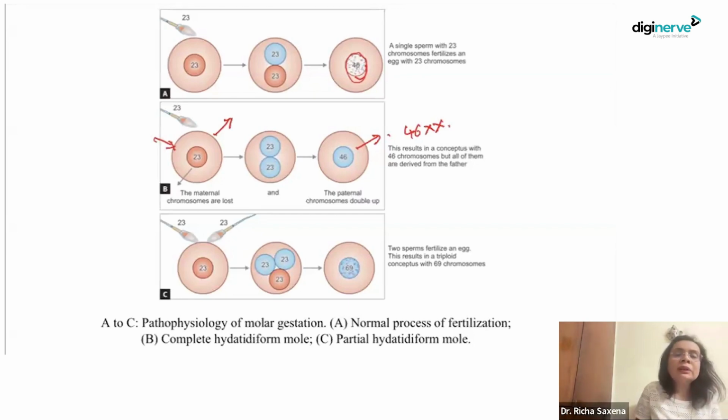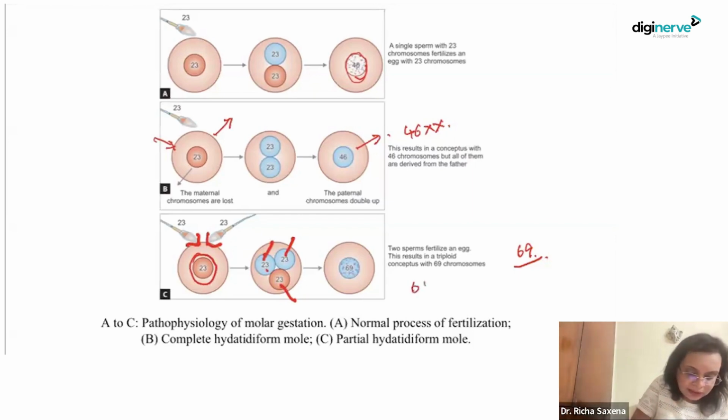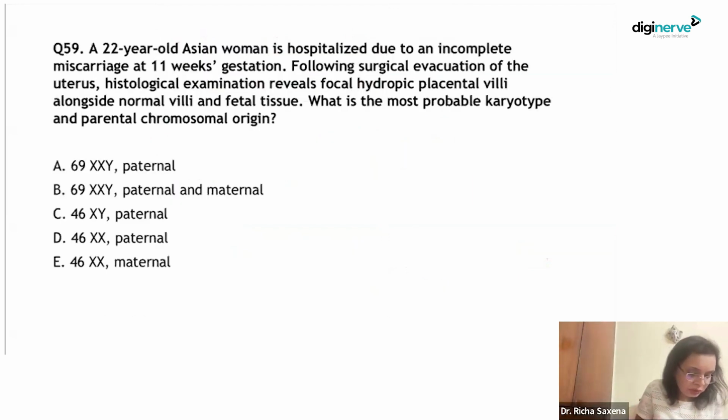In an incomplete mole, on the other hand, the constitution is basically 69 chromosomes. So the maternal chromosomal counterpart is not lost, but at the same time, the paternal composition gets doubled up. So you can see here that the paternal composition has doubled up and the maternal composition is just single. So this is a total of 69, and this is 69XXY. This could also be a question in itself. And for sure, you'll get one or two questions pertaining to molar gestation. So again, make sure you know them.